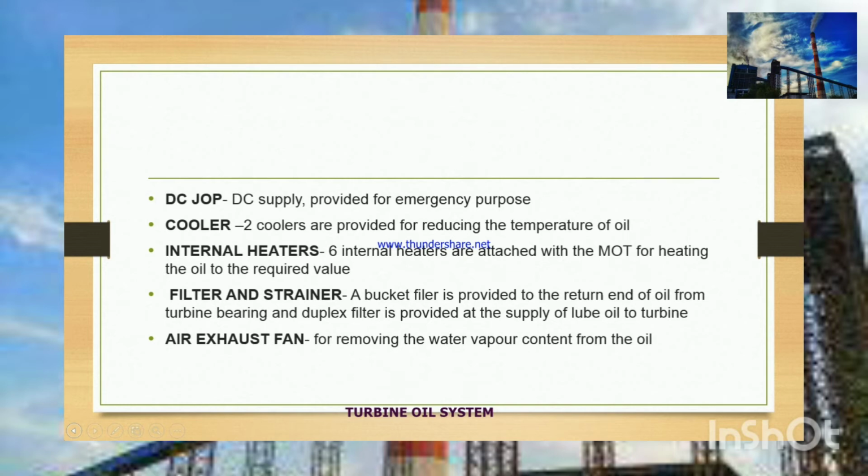Then second source is through air. We know that air contains different types of gaseous components. When air leaks into the oil system, the oil becomes contaminated by these gases. And third is oil vapor formation in the MOT tank. Then these gaseous components and oil vapor may cause corrosion and it may cause explosion. For avoiding this, we use air exhaust fans. Air exhaust fan sucks these gases and oil vapor, then it is discharged to atmosphere.